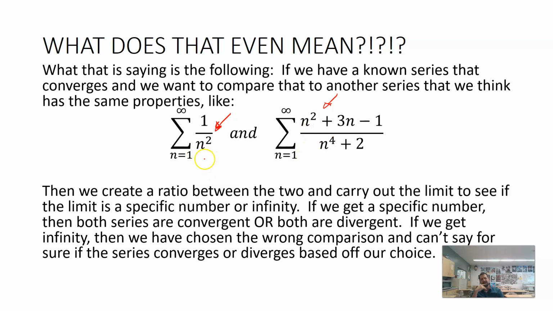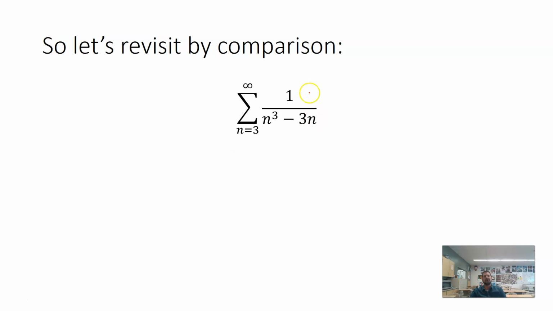So these two series, if I create a ratio out of them, as the terms get really, really big, they're going to behave the same way, way out there on the graph. And if I get a specific number, that tells me that they behave the same. So back to this one, I know that it's going to behave very similarly to 1 over n to the third.